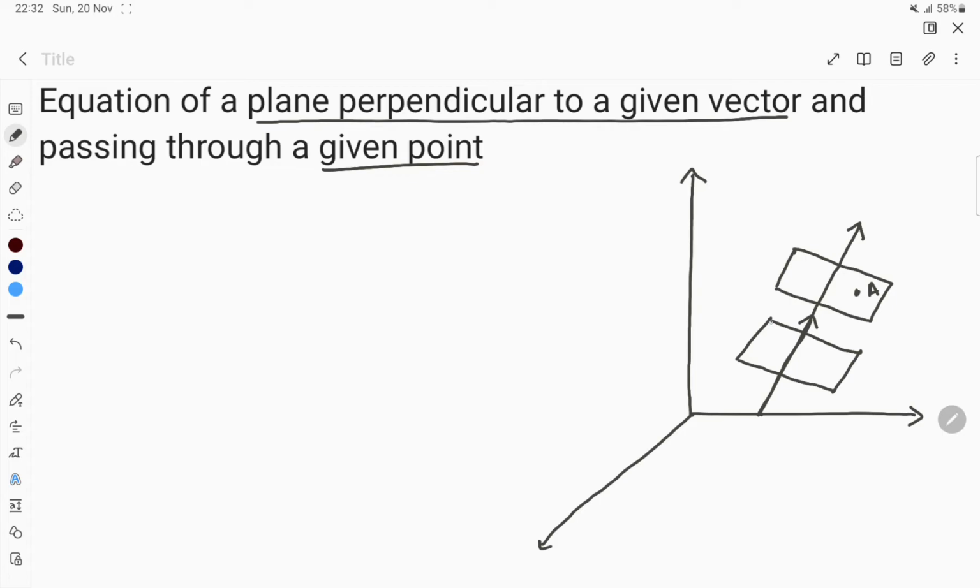Look here, we can see two planes. This is one plane, this is also one plane. Here we have A, which is any given point. I have to calculate the equation of this plane. This plane is what? This plane is perpendicular to this vector, using this perpendicular vector and this line.